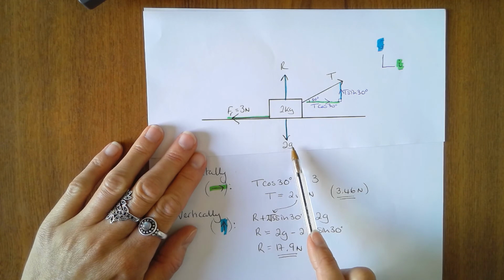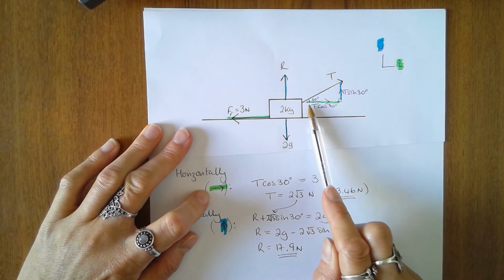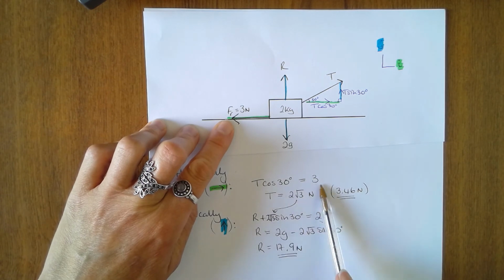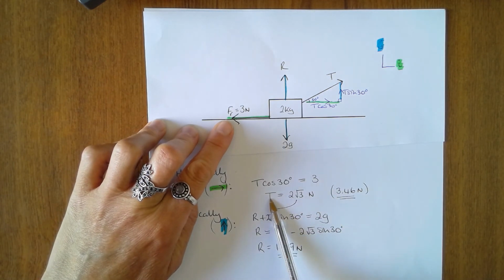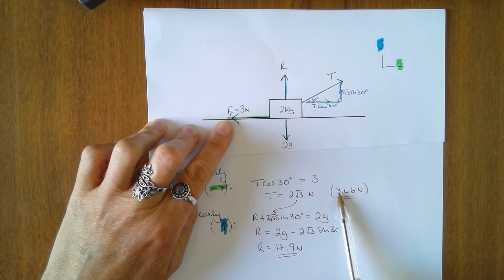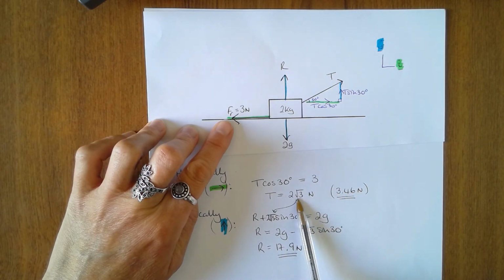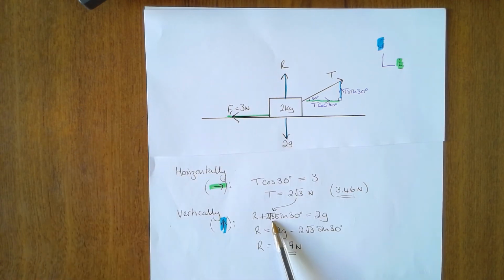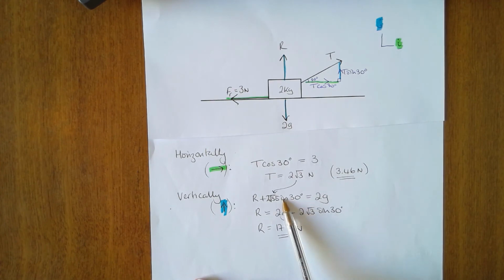So now if I resolve horizontally, I have T cos 30 is equal to 3 newtons. So I've just balanced those out, and I've written it in exact form and to 3 significant figures. If I'm going on to use this in the question, I would want to use the exact value to avoid any possible rounding error later.